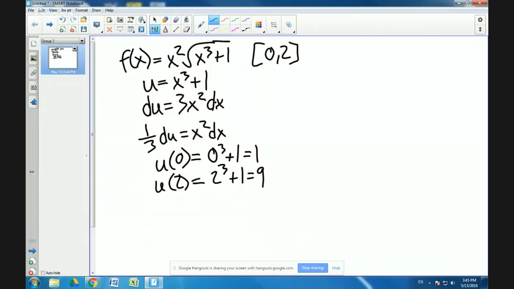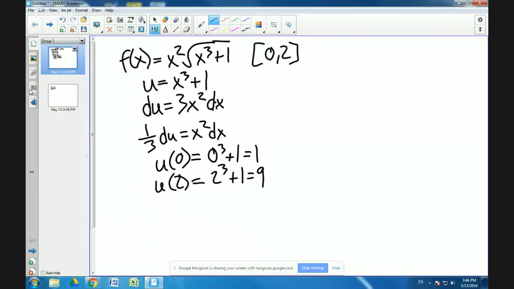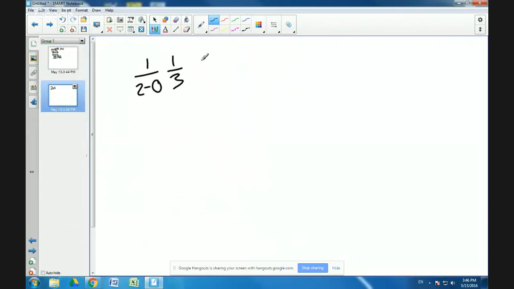Okay, so now let's set up our integral. Remember, just use your formula, 1 over b minus a. So you have 1 over 2 minus 0. And then we're going to take that 1/3 out, because in the beginning we divided both sides by 3, so you have to remember to take that out. And your integral from 0, oops, like that.